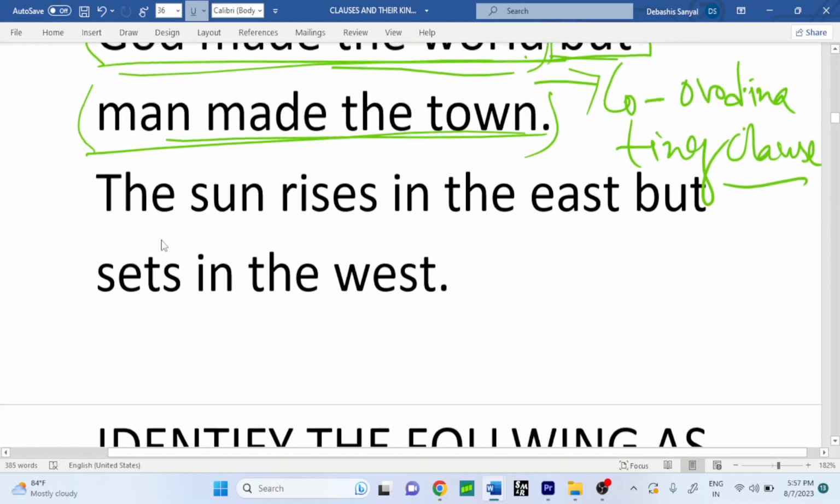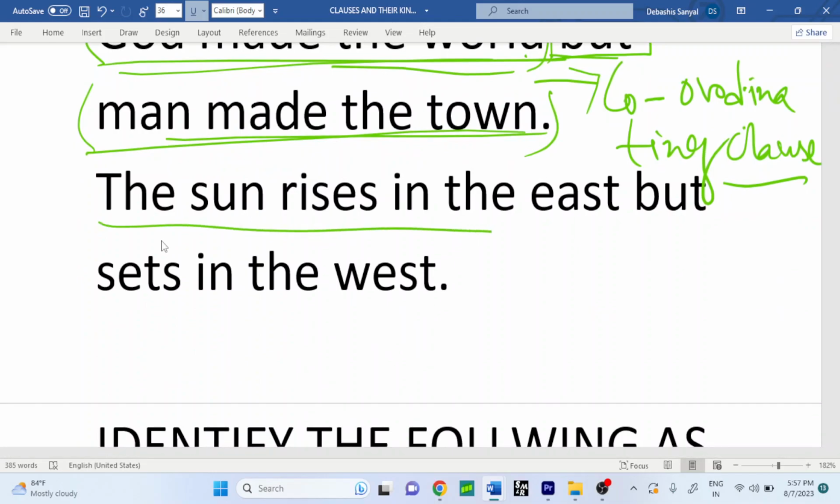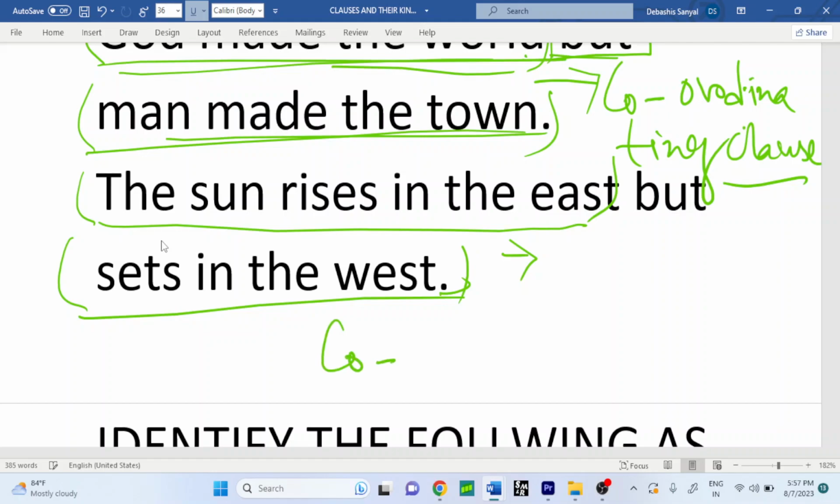Okay. The sun rises in the east. It is the main clause. And sets in the west. Both the two parts have their own meaning to express in themselves, so they are totally related to each other. So they are coordinating clauses.